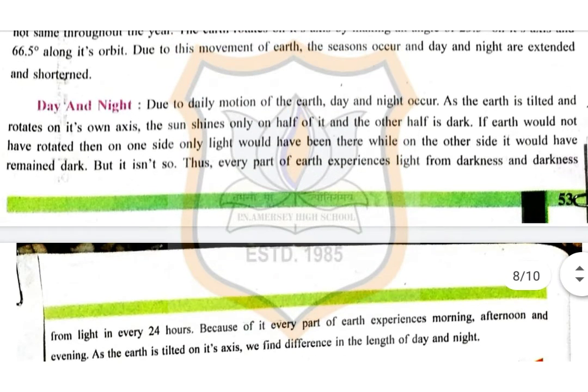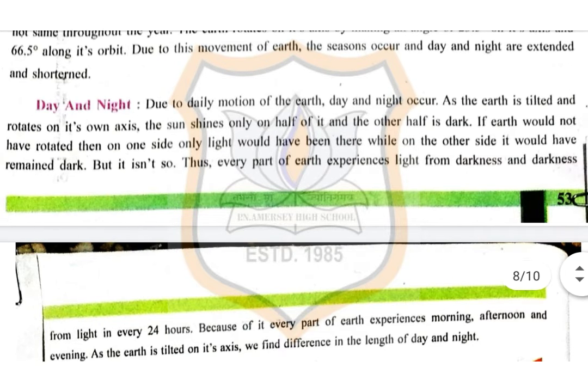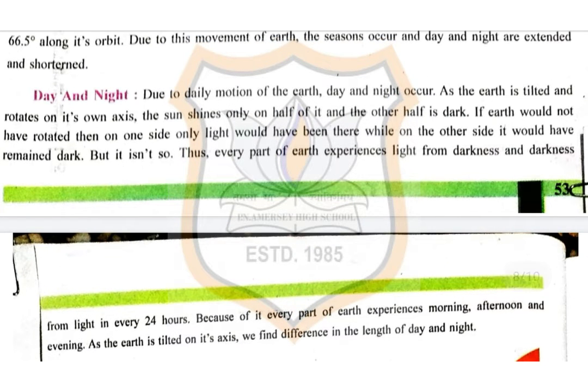Next is day and night. Due to the daily motion of the Earth, day and night occur. As the Earth is tilted and rotates on its own axis, the Sun shines only on half of it and the other half is dark. If the Earth had not rotated, then on one side there would have been only light, while on the other side it would have remained dark.